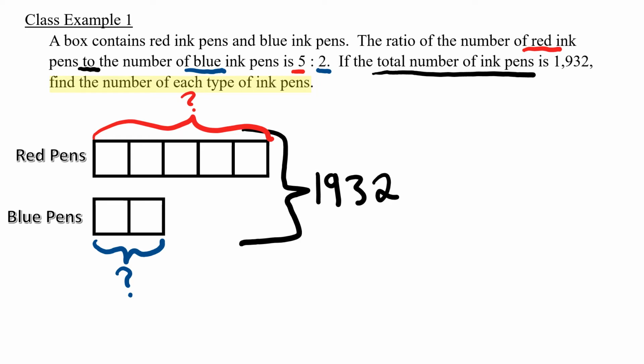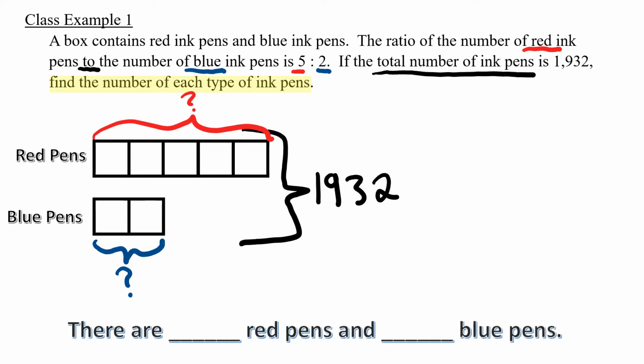So now we're going to go to solve it. We have our model drawn. We can see that it's 5 parts to 2 parts. We can see that all the parts together are worth 1932. And then I have to find how many red and blue pens there are. So another good place to start is to write your sentence that'll answer the question with just some blanks. So since it's asking me how much of each type of pen there are, I should say there are blank red pens and there are blank blue pens. And I'll fill those in when I figure it out.